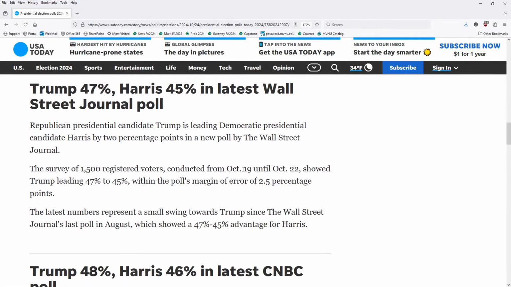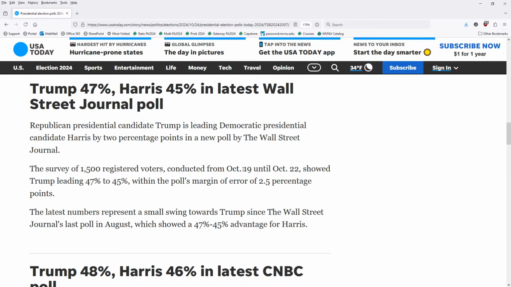So Trump 47%, Harris 45% in latest Wall Street Journal poll. But notice that it says that it is within the poll's margin of error of 2.5%. So they tell you the poll, they tell you the margin of error. Ideally, they should tell you what this margin of error means. Is it a 95% margin of error? Is it a 90% margin of error? Or what? They should also tell you the sample size, which they don't do here.